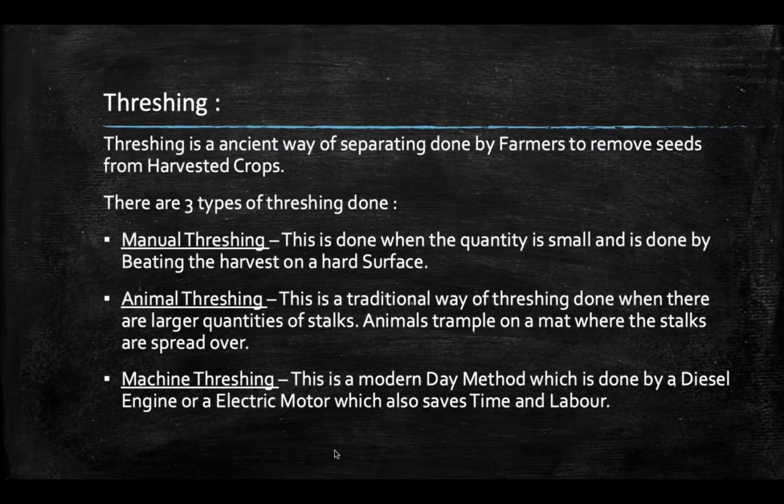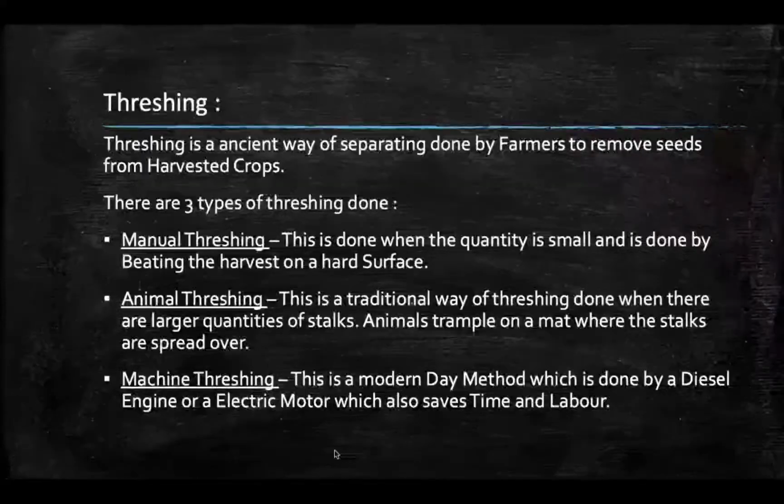The second method in this row is threshing. Did you know that threshing is an ancient way of separating done by farmers to remove seeds from harvested crops? Yes, there are three types of threshing. One is manual, another animal threshing, and the third one is machine threshing. In manual threshing, threshing is done manually. It is done by beating the harvest on a hard surface.